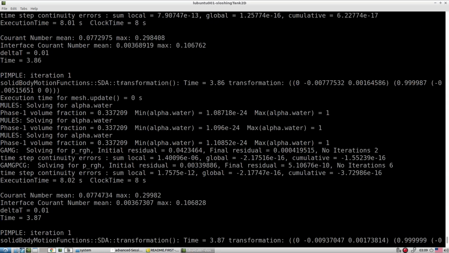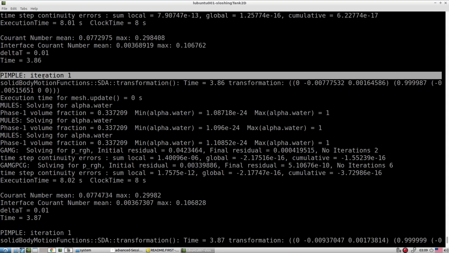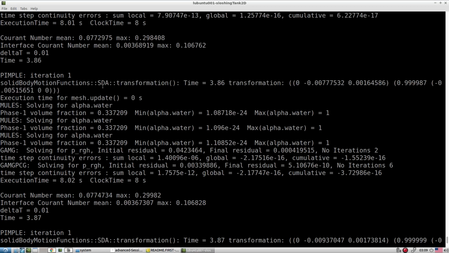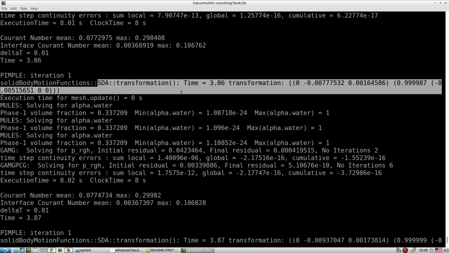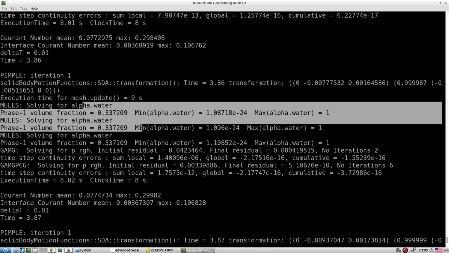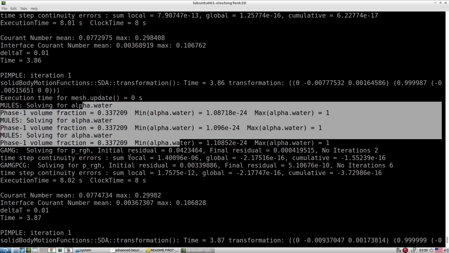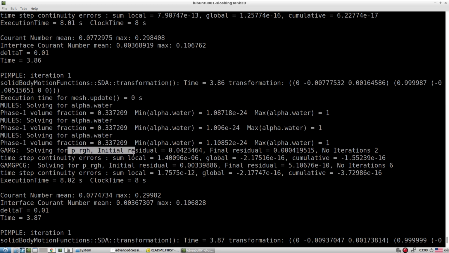So look, from here the first PIMPLE loop is started. We first specify the mesh motion based on this entry, so it tries to give the motion, and then we solve for alpha, and then we solve for pressure. We say momentum predictor no, so we are not predicting the velocity, but directly based on the pressure we are correcting the velocity. That is the idea behind it.